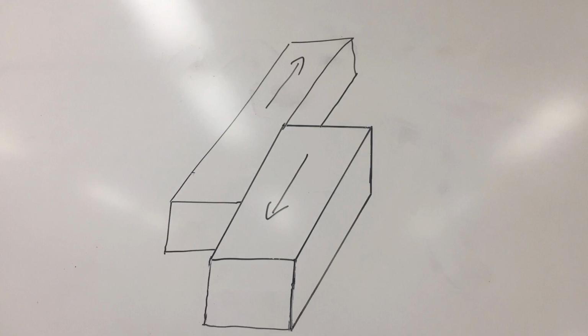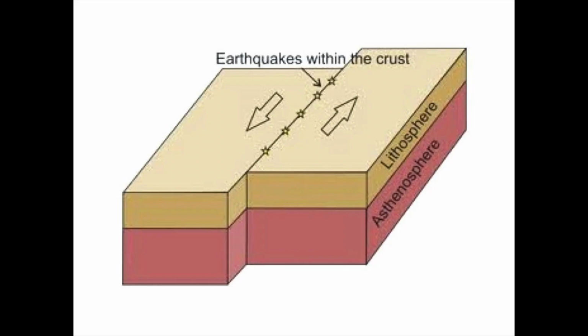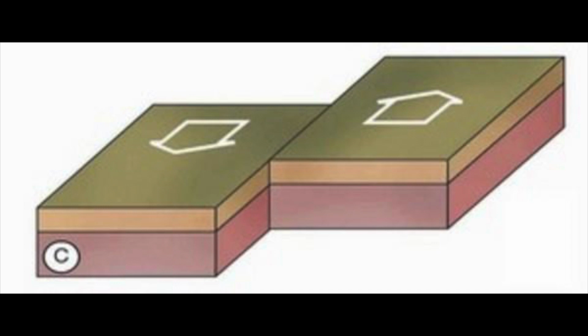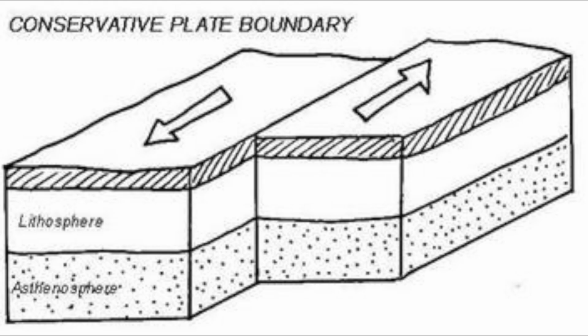Transform plate boundaries occur when two plates move horizontally with one another along a fracture zone where the Earth's crust has a distinct fault or breaks. Transform plate boundaries usually move in different directions, but sometimes they move in the same direction at different speeds. Transform fault plate boundaries are described as conservative boundaries because plate material is not created or destroyed in the process.